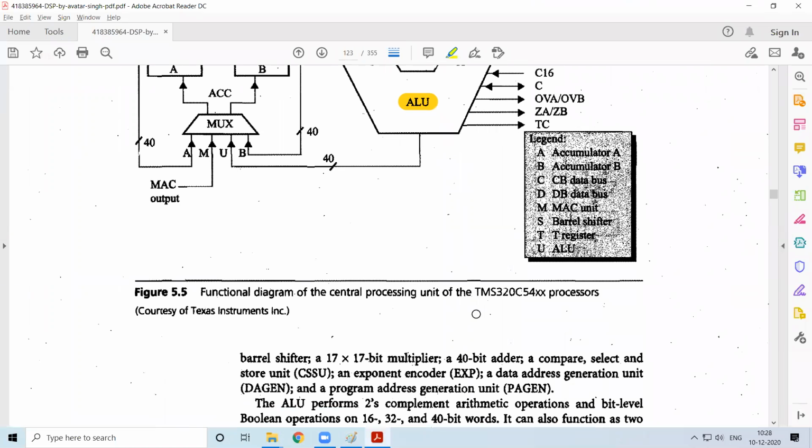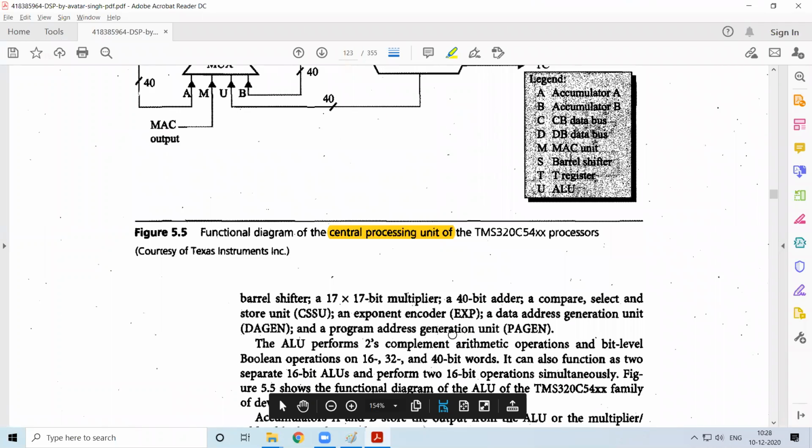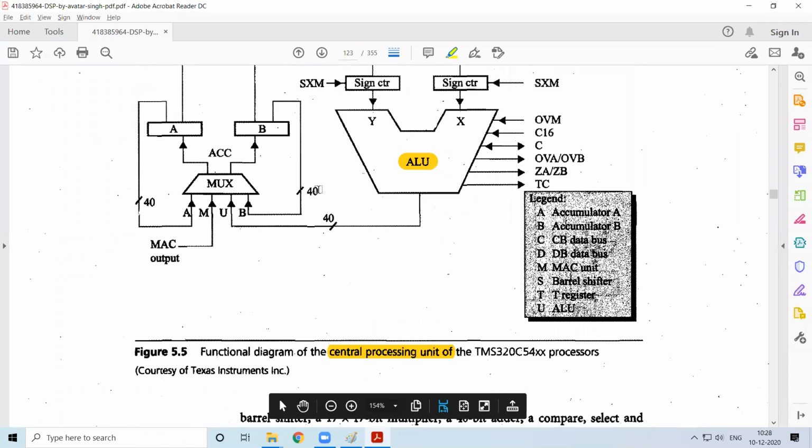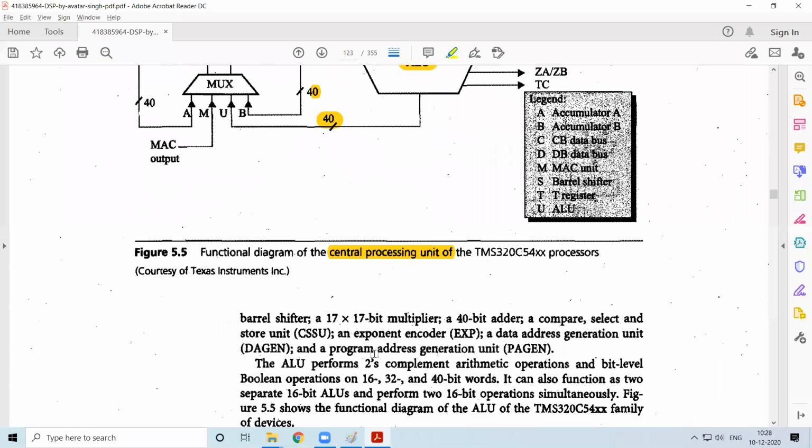So this is how the central processing unit appears in this case. Here, since we are speaking of the entire ALU, you can see that it is providing you a result of 40 bits. So it is a 40-bit ALU. Along with this, since the ALU will be having an adder, multiplier, and other stuff, we should have this information also.